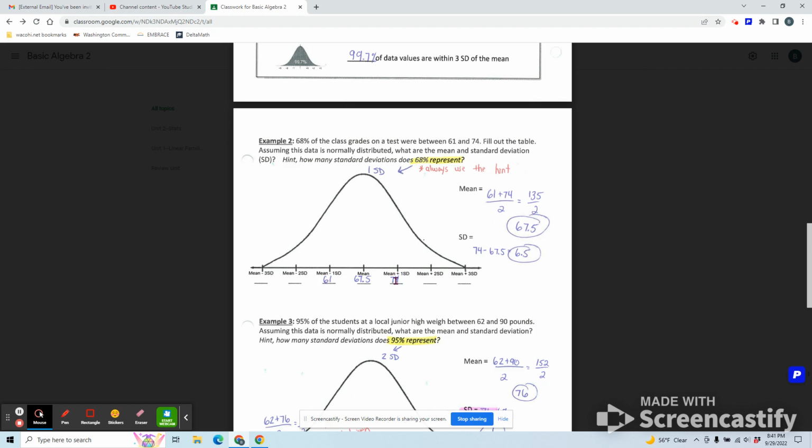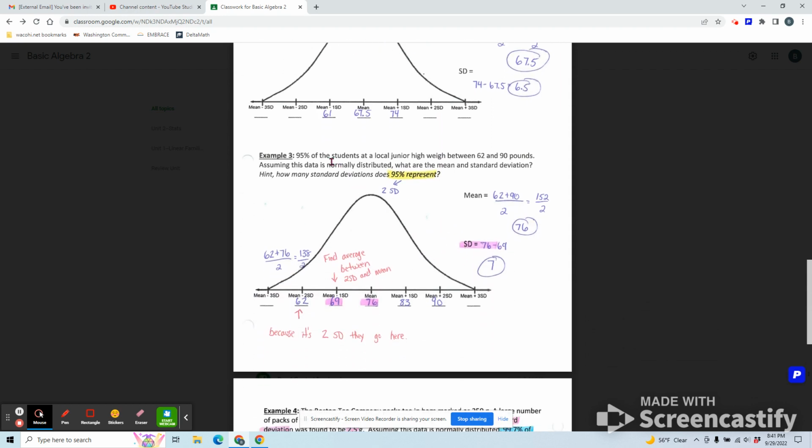And I need to find out what that standard deviation is. Don't make it complicated. One standard deviation. So all I'm doing is subtracting this number minus this one. And I got 6.5. Done. Okay, don't overcomplicate it.